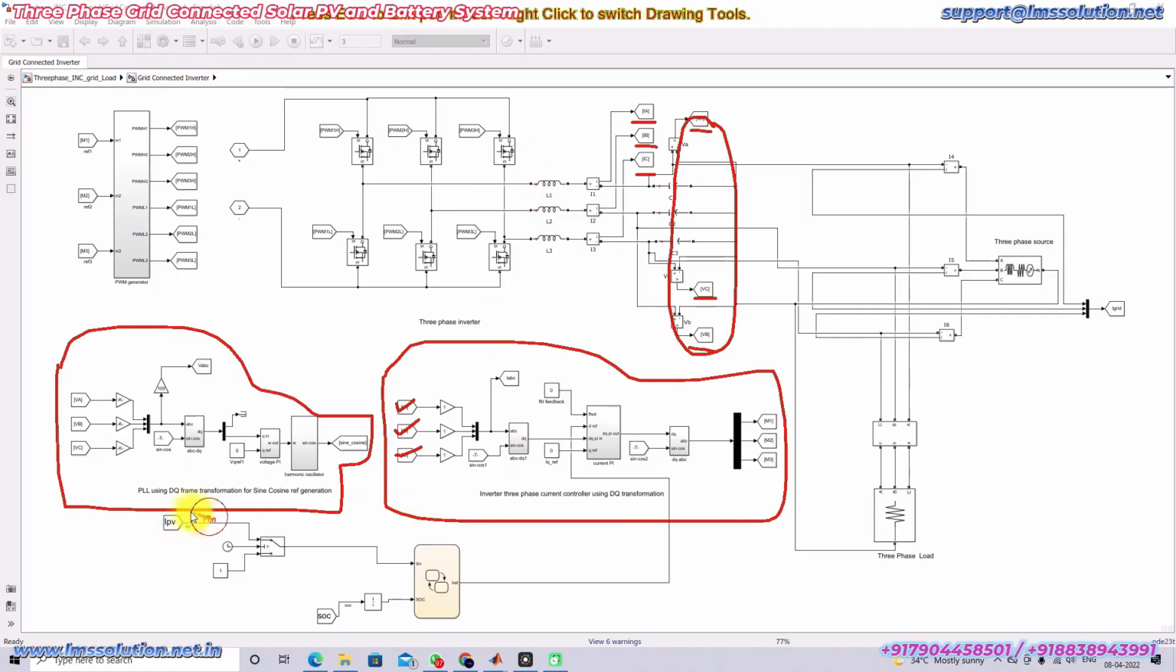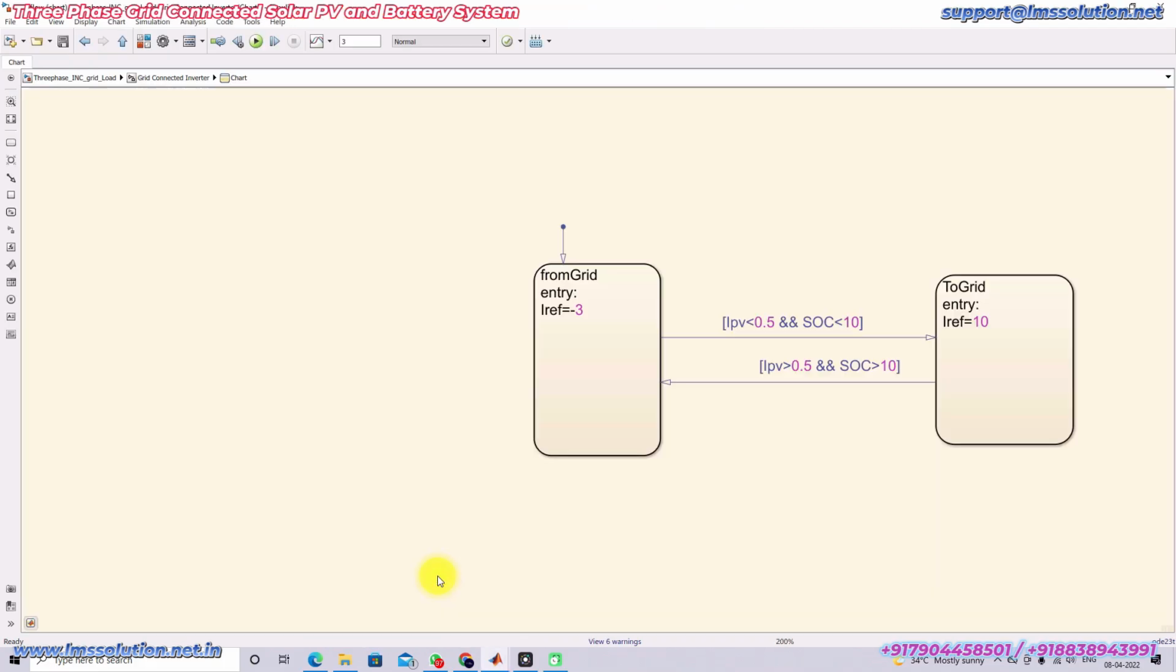And here we are applying some logic. That logic is nothing but that we are going to measure the PV current and the battery. Based upon the PV current and the battery, we are fixing the current, whether we are going to send power to the grid or get power from the grid. So that logic is implemented here. Here you can see that if IPV is less than 0.5 and SOC is less than 10, the I reference we are fixing is 10. That means you are getting power from the grid. Otherwise, we are sending power to the grid.